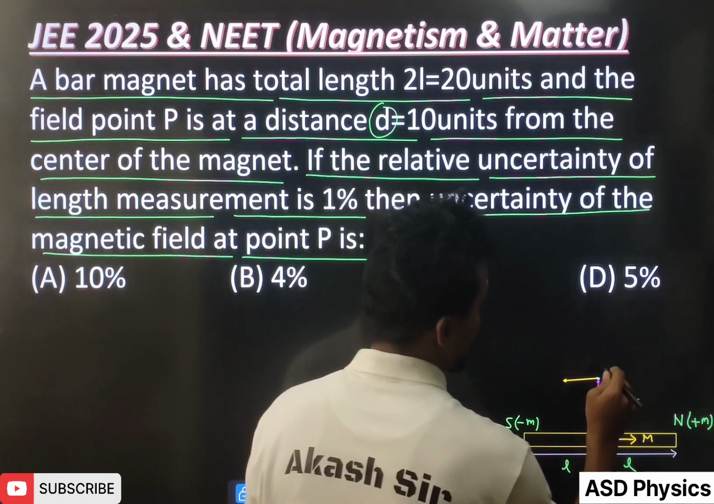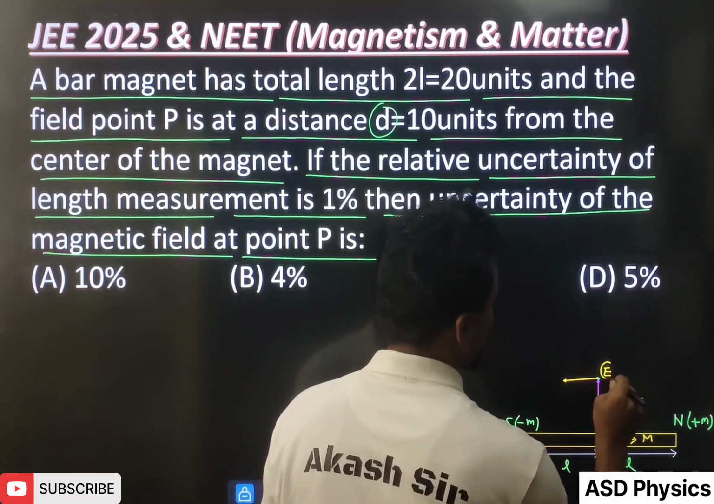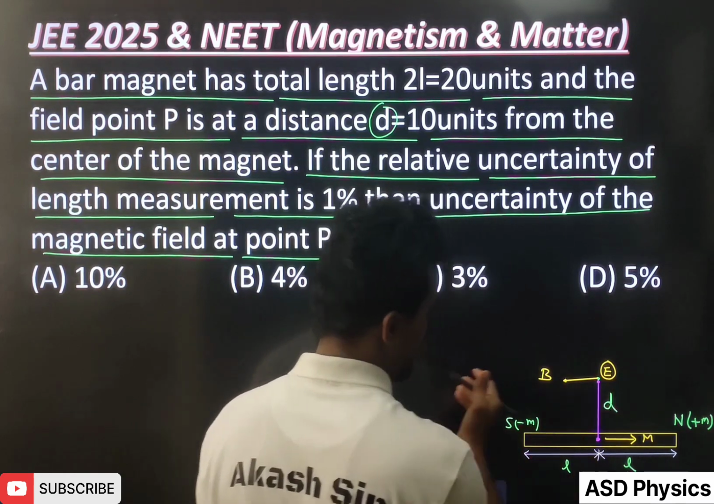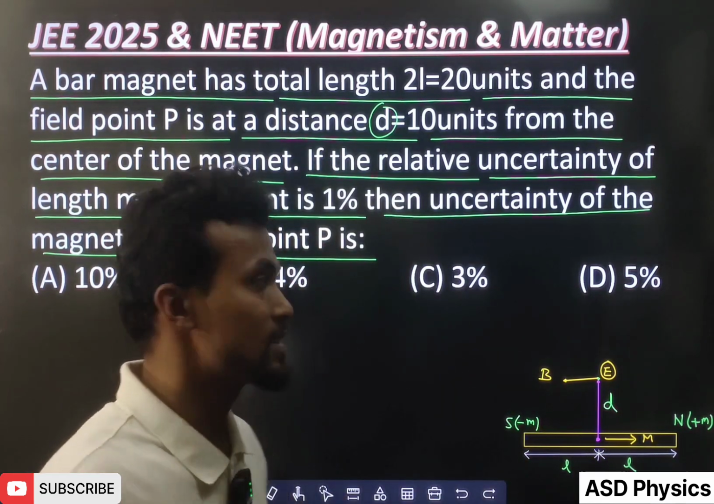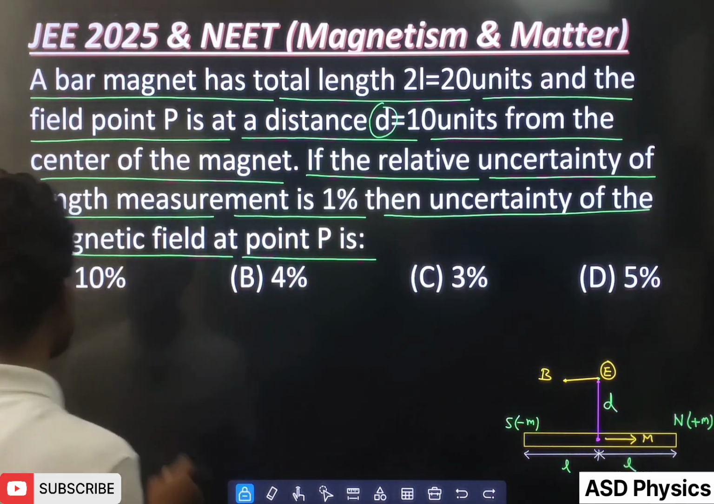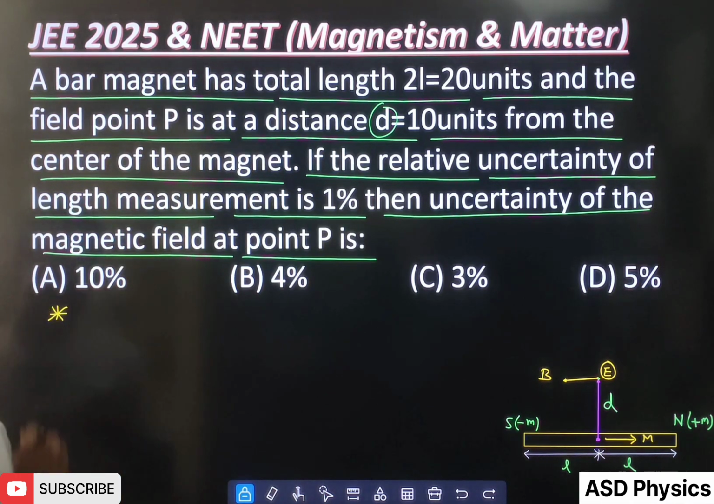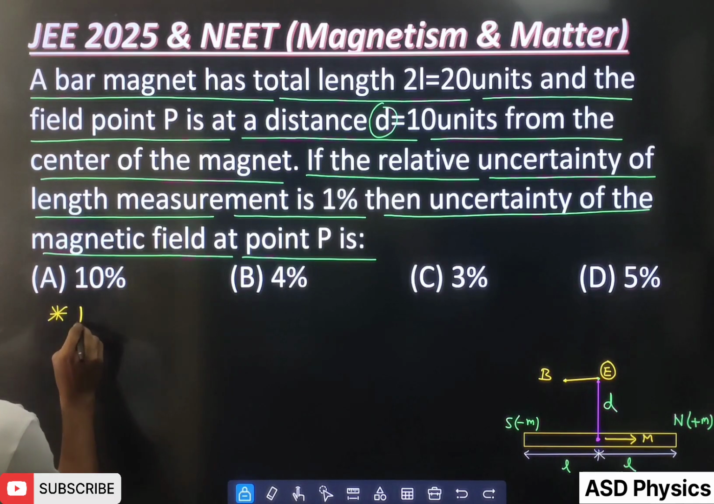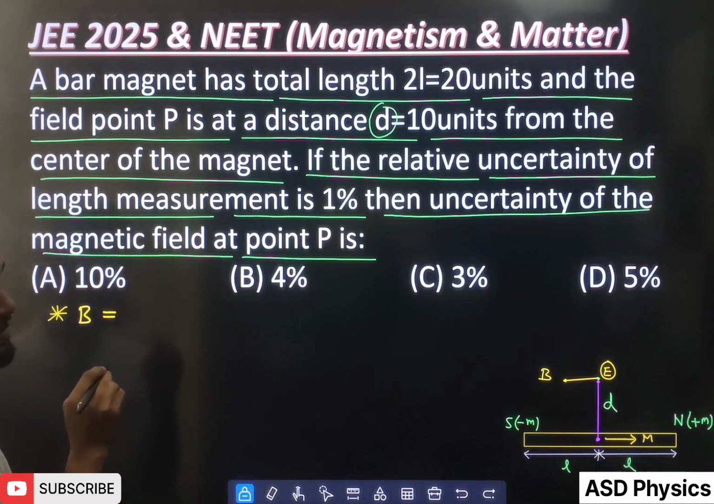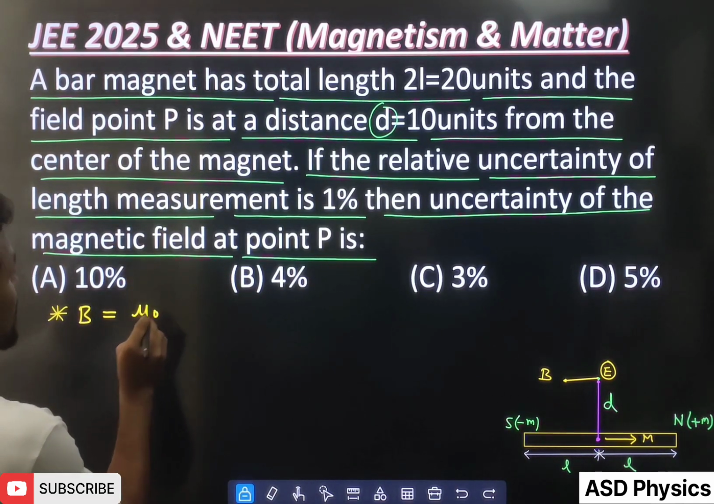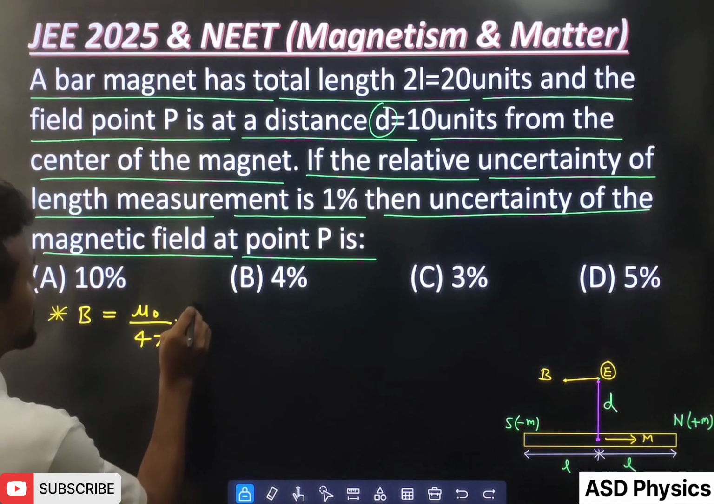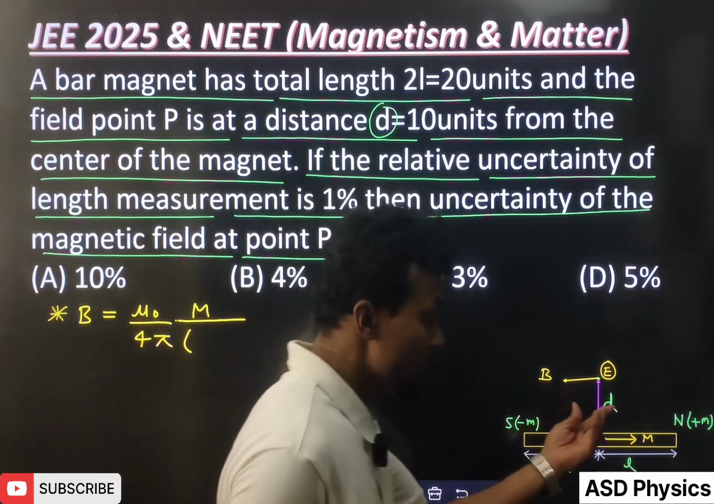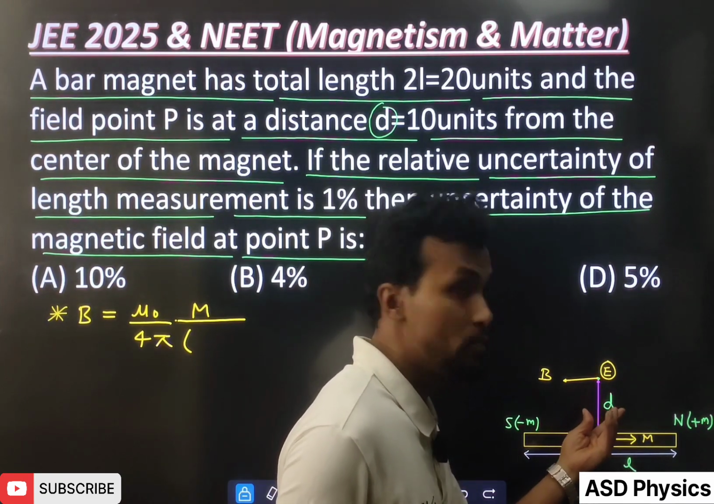So for the field at the equatorial point, the magnetic field will be in this direction, opposite to the direction of the magnetic dipole moment. If I want to write the expression of the magnetic field, the actual expression is given by B equal to mu naught by 4 pi into M by, with the observation point at distance D.